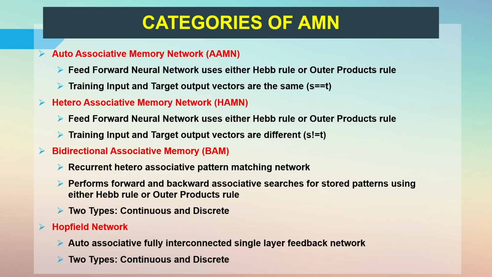What are the various categories under AMN? Auto-associative memory network, hetero-associative memory network, bidirectional associative memory, and Hopfield. These are the four different kinds of associative memory based neural networks.